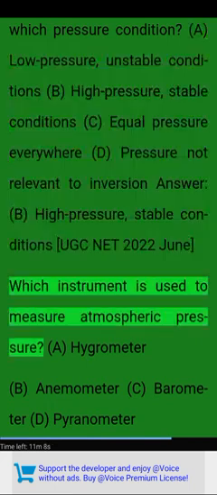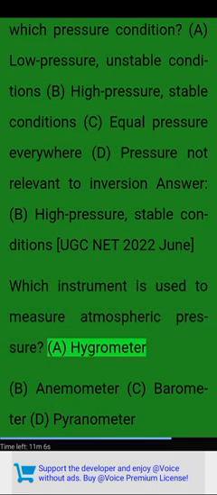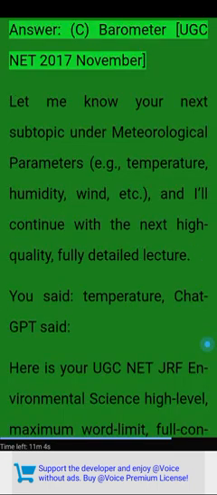UGC NET 2022 June. Which instrument is used to measure atmospheric pressure? A. Hygrometer. B. Anemometer. C. Barometer. D. Pyranometer. Answer: C. Barometer. UGC NET 2017 November.